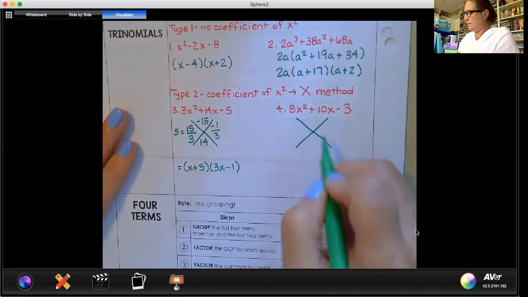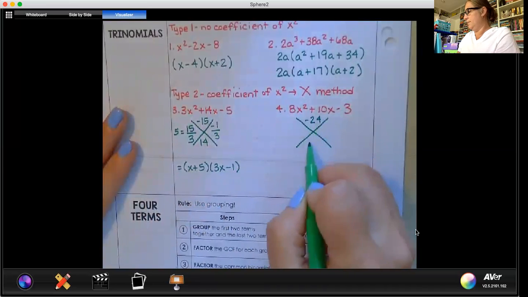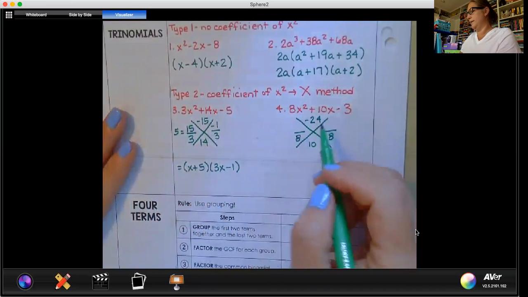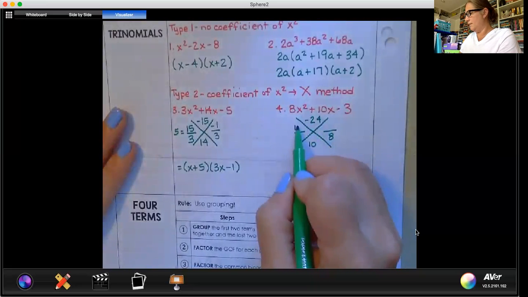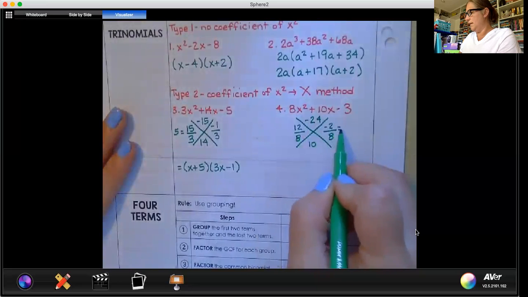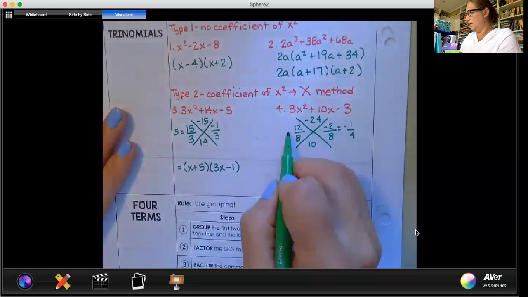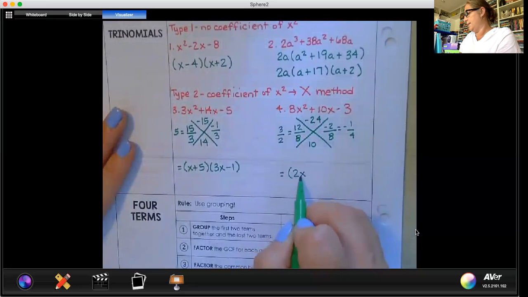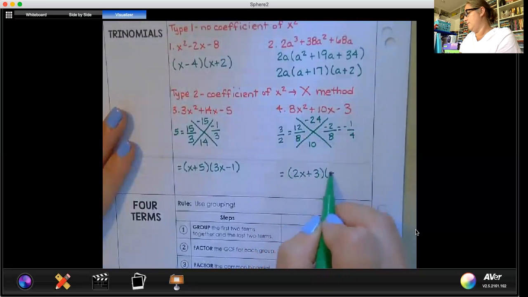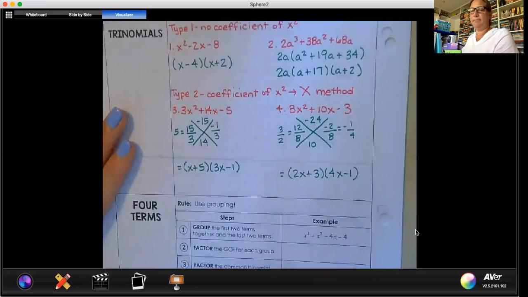X method, negative 24, positive 10, divide by 8. What multiplies to give you negative 24 and combines to give you 10: 12 and negative 2. Negative 1/4 and 3 halves, and bottoms up: 2x plus 3 and 4x minus 1.